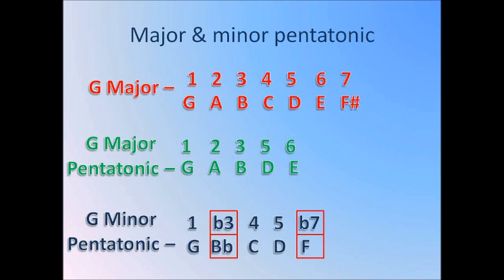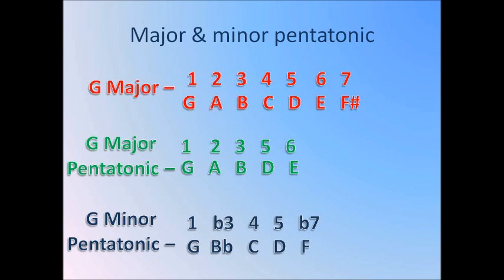This means that we need to take the 3rd degree of the G major scale, which is the note B, then we flatten it by a semitone, which gives us B flat. Next is 4, C, and 5, D, and finally the flat 7. So we take the 7th degree of the G major scale, the F sharp, and we flatten it by a semitone, which gives us F natural. That's what flattening a note essentially means, is you lower it by a semitone step.